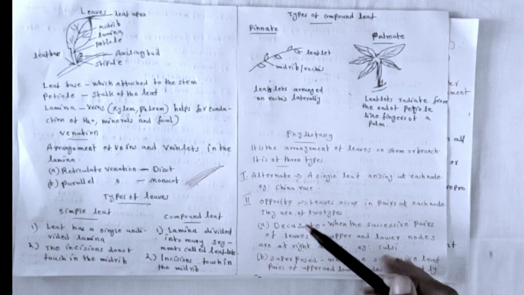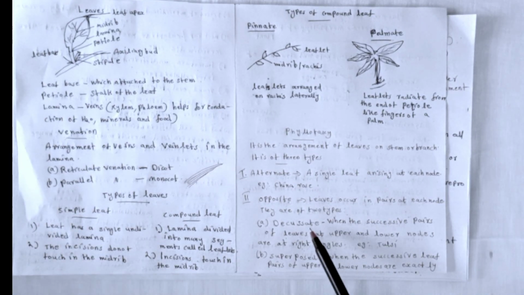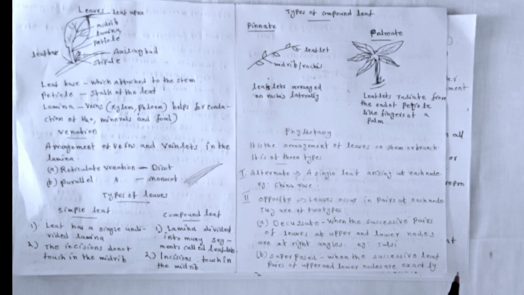Next, opposite. There are two types of opposite phyllotaxy, that is, first decussate and second superposed. When the successive pairs of leaves at upper and lower nodes are at a right angle, such an arrangement of leaves is known as the decussate type of opposite phyllotaxy. Next, the superposed type of opposite phyllotaxy: when the successive leaf pairs at upper and lower nodes are exactly in the same plane.